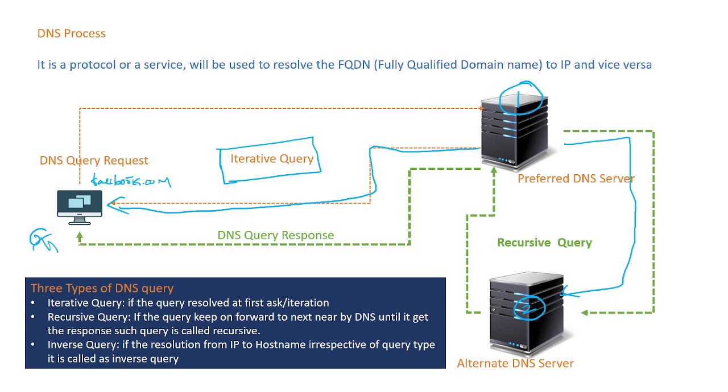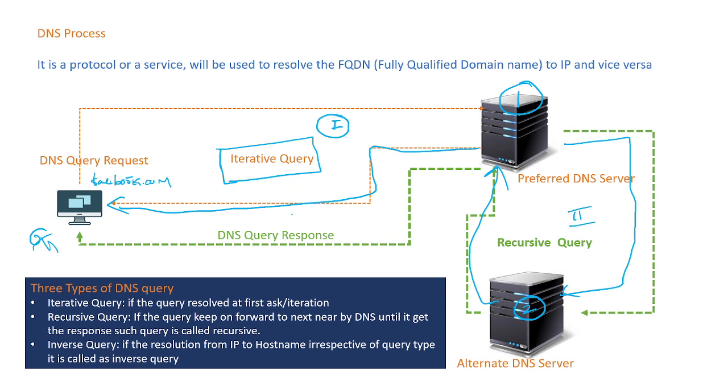Yes, it is there, I can see the answer. Then he will send the query back to this person. So here there are two loops. One is from the client to the preferred DNS server, and this preferred DNS server is sending the query to the alternate DNS server. So here two loops are there, correct, right?